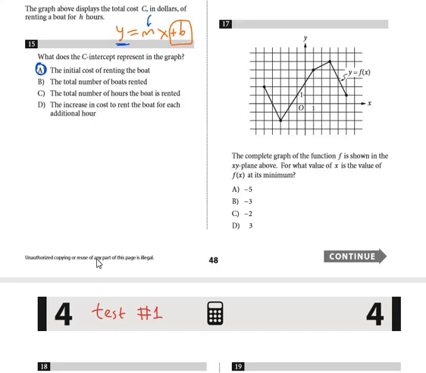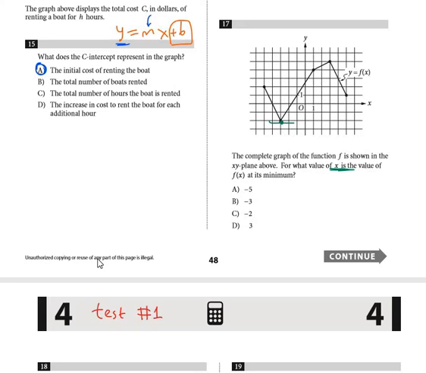The complete graph of the function f is shown in the xy plane above. For what value of x is the value of f of x at its minimum? So this is the point where the graph is at the minimum point, and they would like to know the x coordinate of this point. Because what value of x is the value of the minimum?